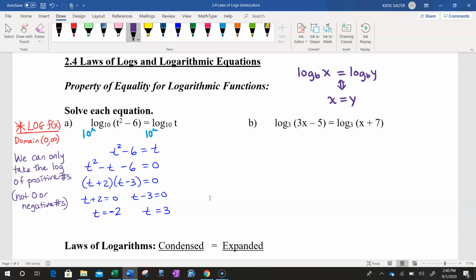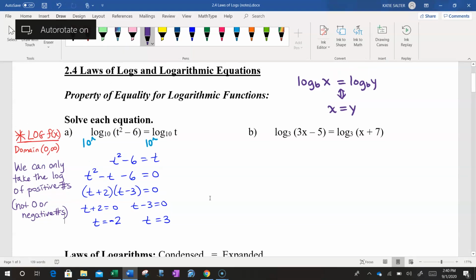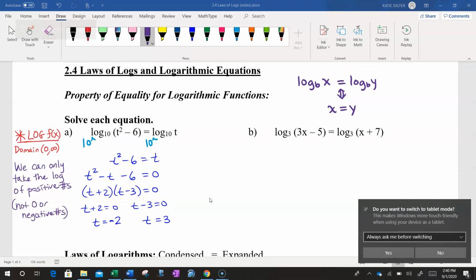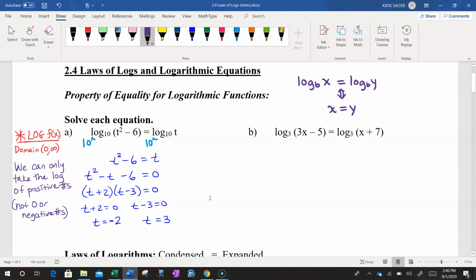So looking at negative 2, if we were to substitute negative 2 into the second part right here, that would be log base 10 of negative 2. That would not be possible, folks, because we can't take the log of a negative number. So I don't even have to substitute the other part because I know that it would give me an undefined value. But if we were to substitute 3 back into both of them, 3 squared is 9, 9 minus 6 is 3, so that side would be good.